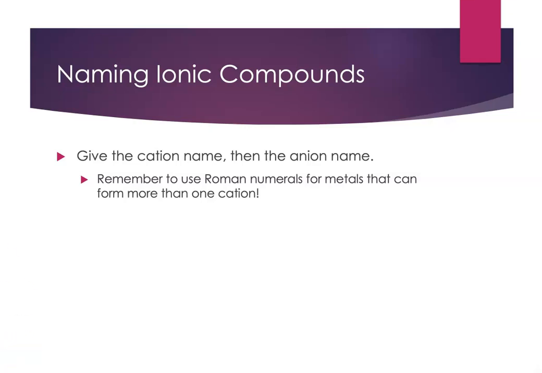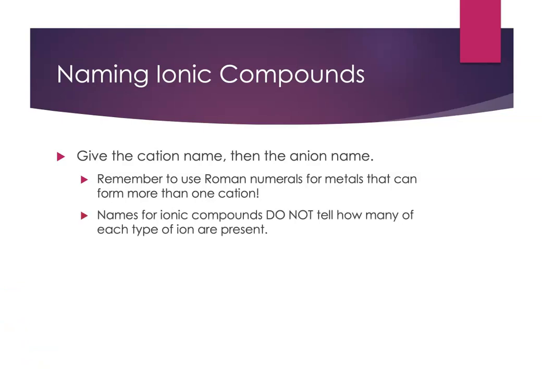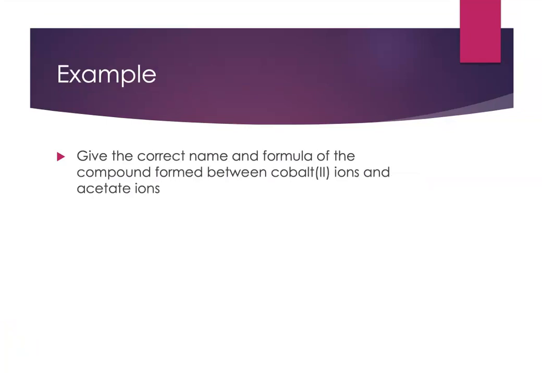So that can be a little bit tricky. You may have to do a little algebra. It's okay. You can handle it. You've got this. The other thing I want to point out is that the names of ionic compounds do not give any information on how many of each type of ion are present. So you don't use prefixes like di or tri or anything like that when you're naming an ionic compound. So again, don't be fooled. Don't be tempted. You know what to do. Do the right thing. Let's do an example problem.